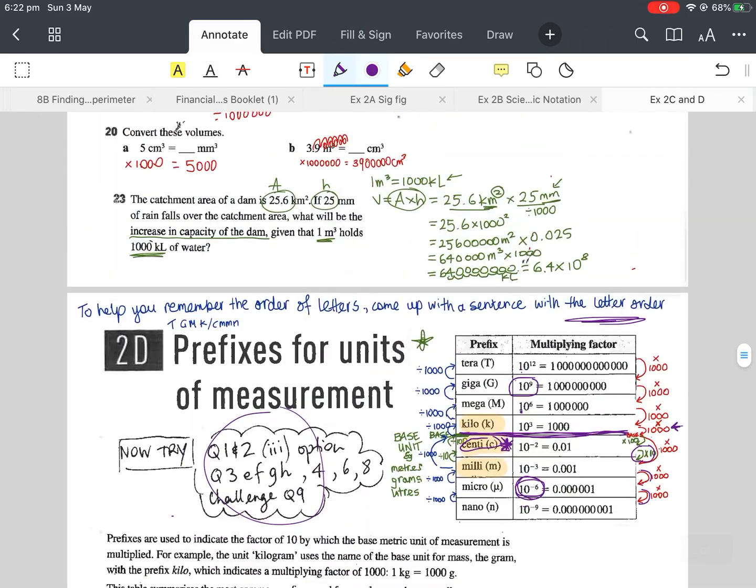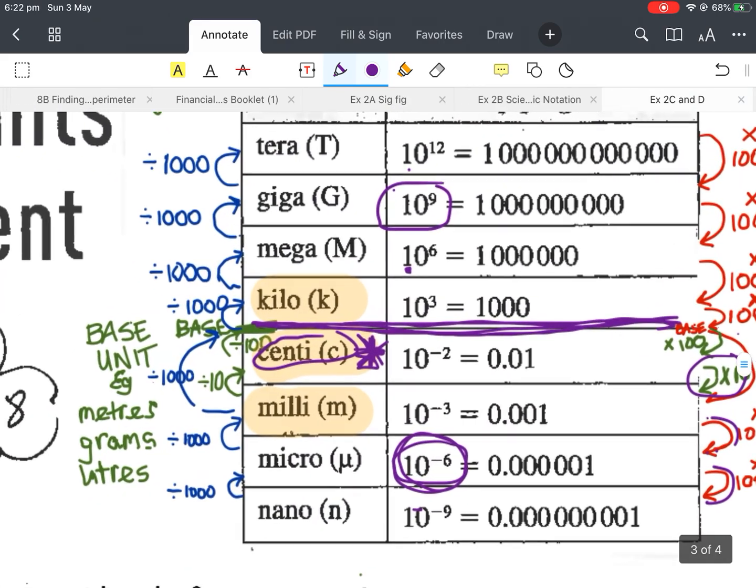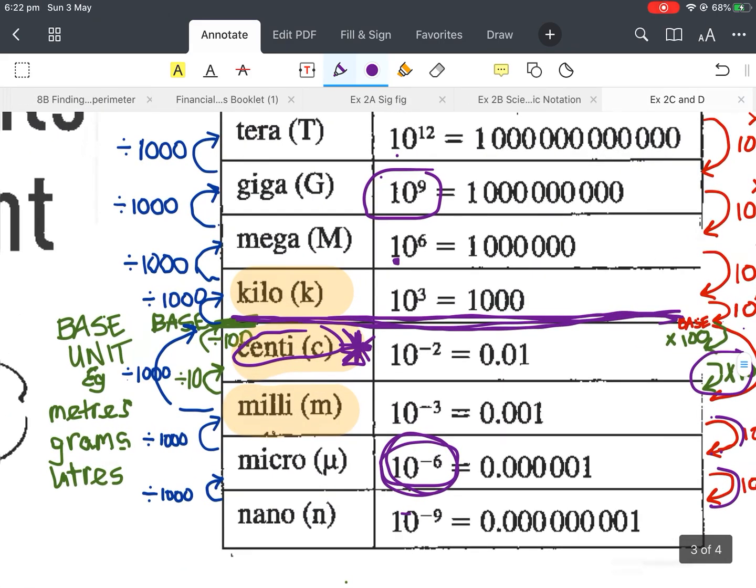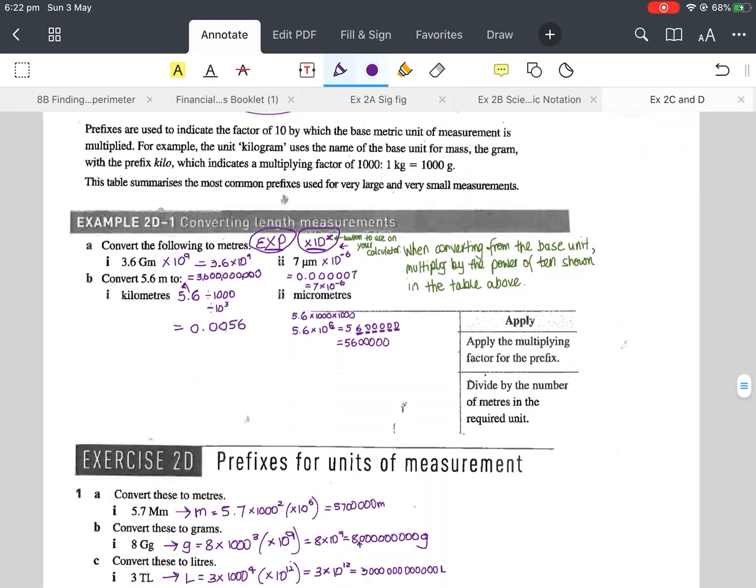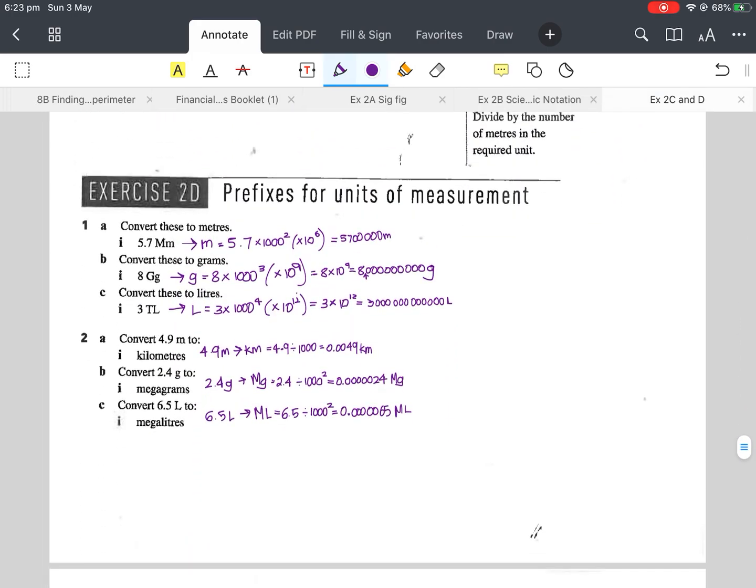So if I go to my table, metres is the purple line. I'm jumping up towards the mega. So I'm doing 2 blue jumps. So I'm dividing by 1,000 twice, or I'm dividing by 10 to the power of 6, because that's what's next to mega. So if I go back to the question, sorry, I'm timesing.